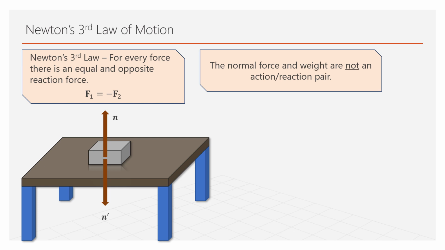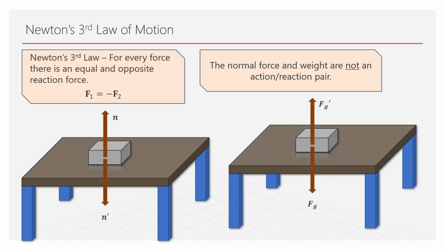Here is one action-reaction force pair. The block is on a table. Because it cannot pass through it, the table provides a normal force to keep it on top. However, the block is also pushing downward on the table. That is a reaction force. It is also a type of normal force, but is going in the opposite direction. And we just give it the symbol N prime.